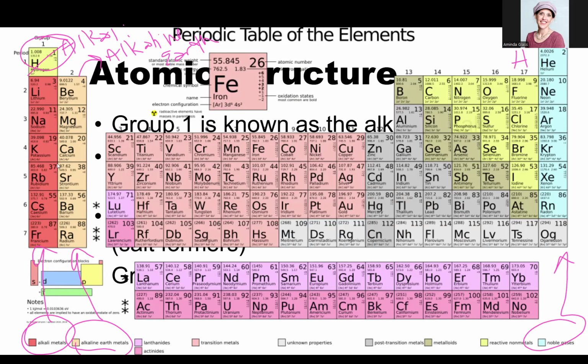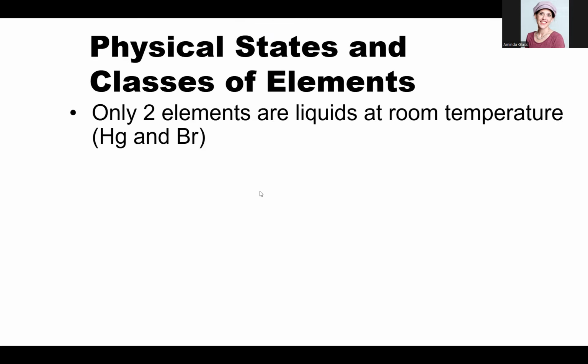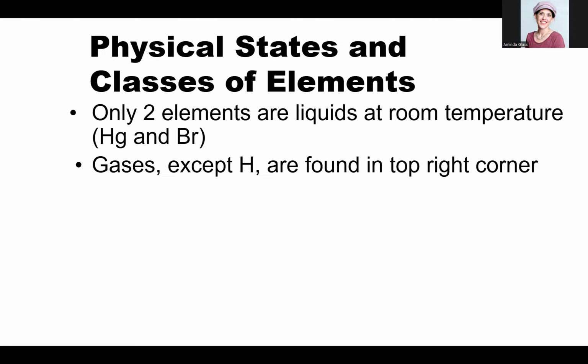So let's talk about physical states and classes of elements. There are only 2 elements that are liquids at room temperature. Those would be mercury and bromine. Mercury, they used to use in thermometers, and my mom, who was also a chemistry teacher, went to college in the 60s, and she remembers them telling her to play with it if the thermometer ever broke. They're like, it is so cool. The teacher would keep liquid mercury that had broken in a little jar for his students to play with.